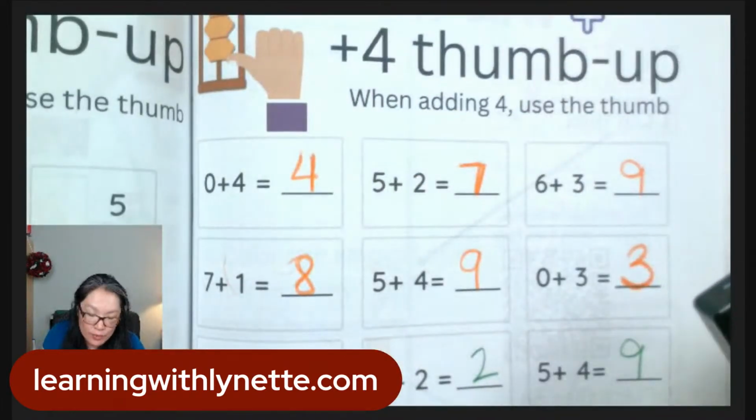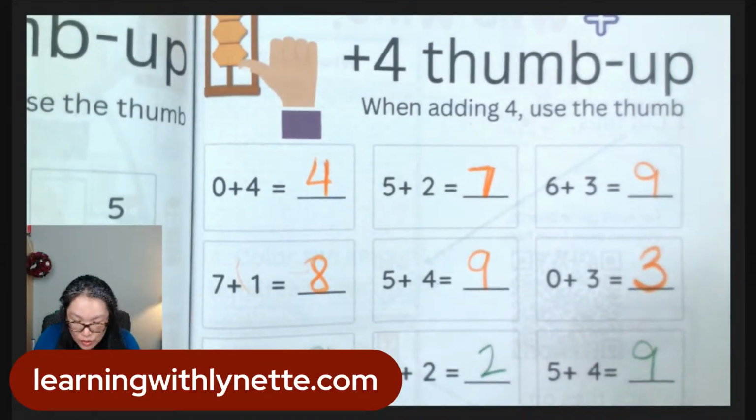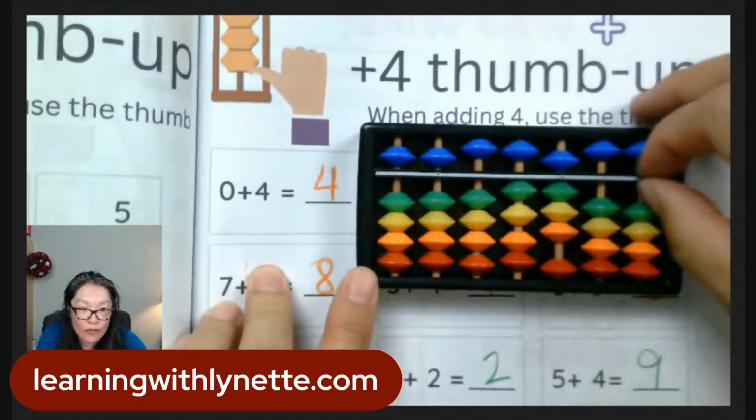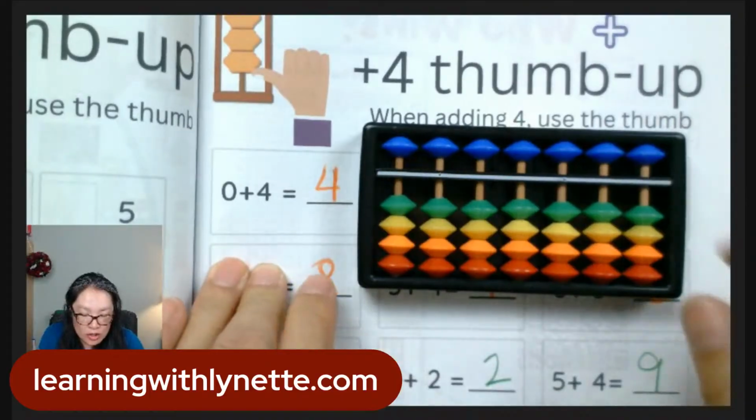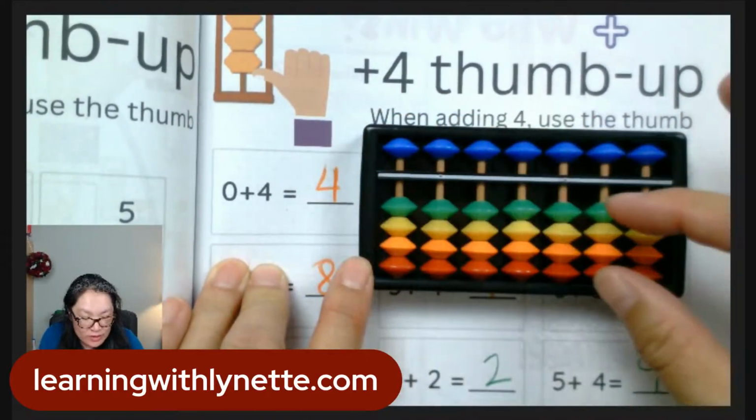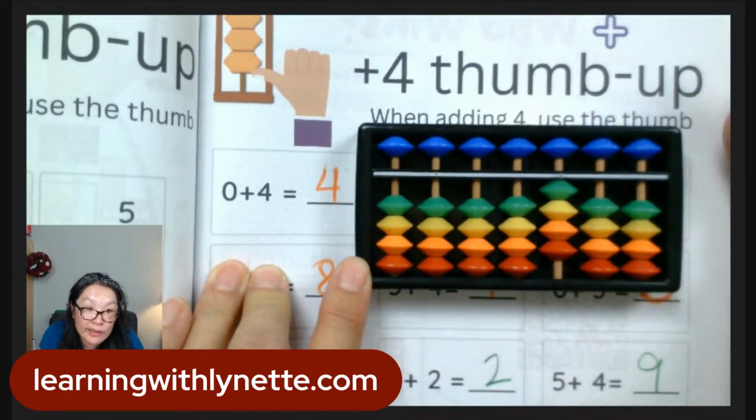I'm just going through the book to make sure that we all understand how to add. There's not too many questions with 4. So we have a 0 and then we add the 4. The reason why is because there's always going to be 4 beads, no matter what.